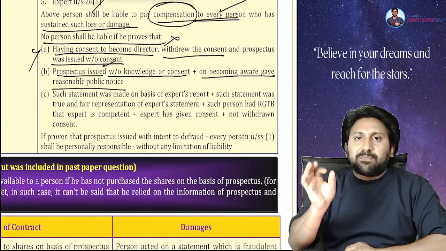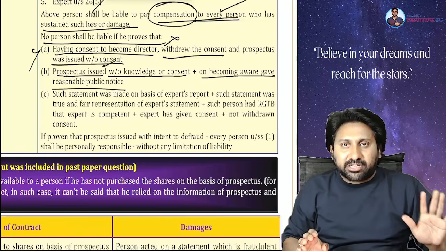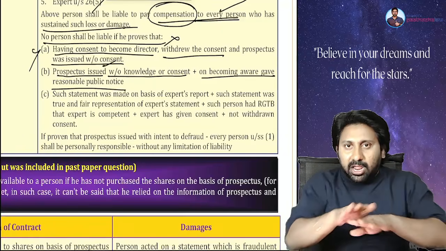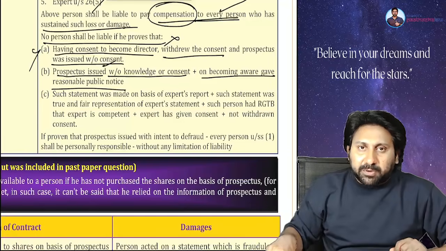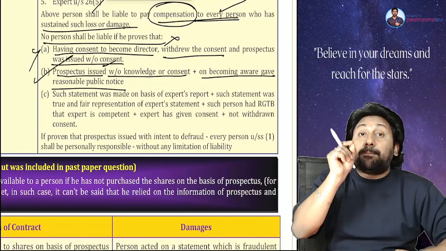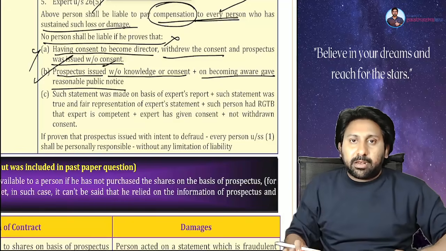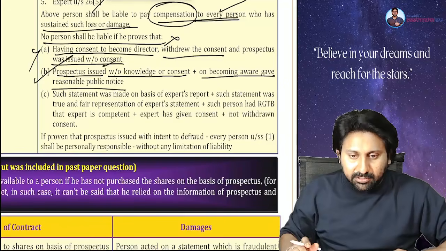Immediately after becoming aware of the prospectus, he gave a public notice in the newspaper that I am in Singapore. I don't know what is happening in India. So I am not responsible for that prospectus. Like that, if you give a public notice, then you will not become liable, even though there are misstatements. Understood?